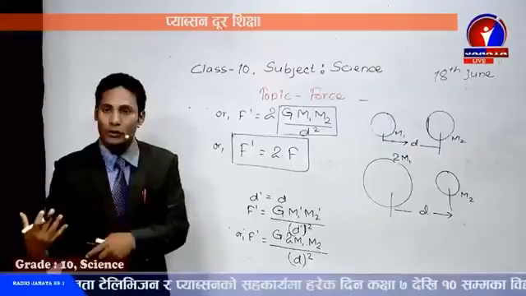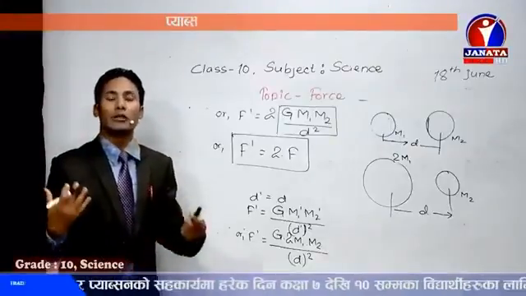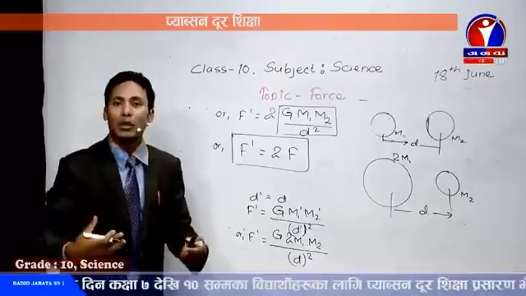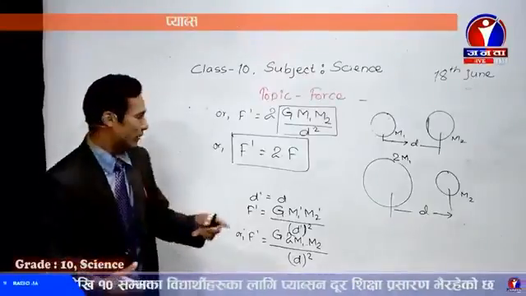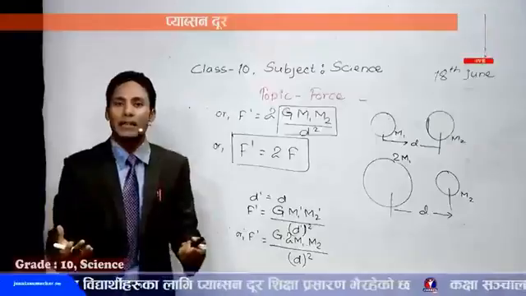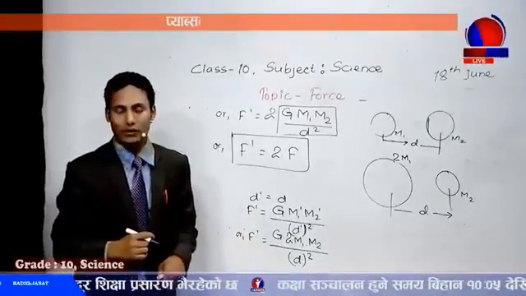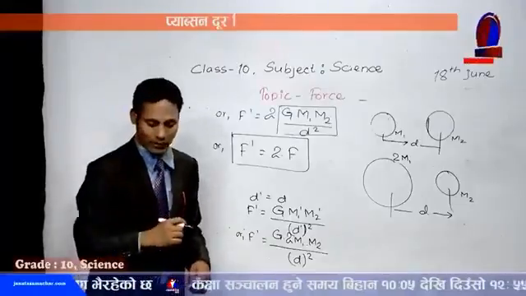What we have learned previously in the statement is that the gravitational force exerted between the two masses is directly proportional to the product of mass. That means when the mass is increased, the gravitational force also gets increased. So that is a verification of the first statement, right?